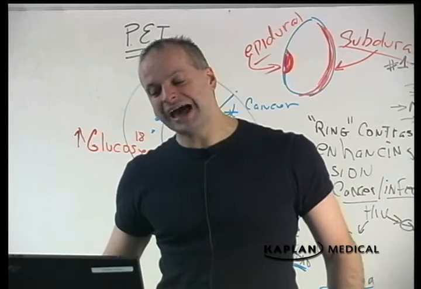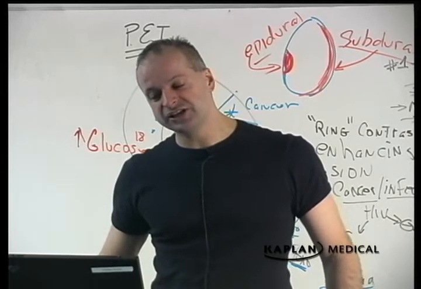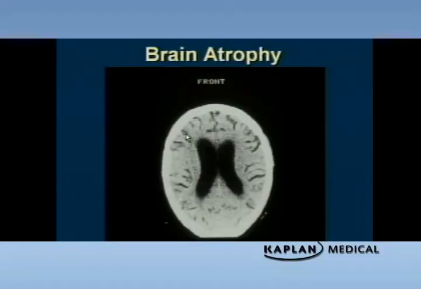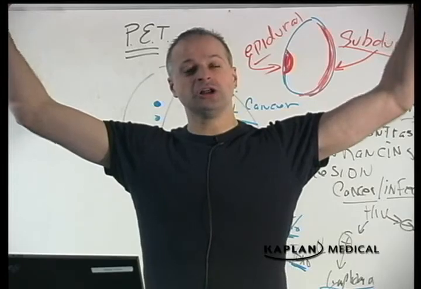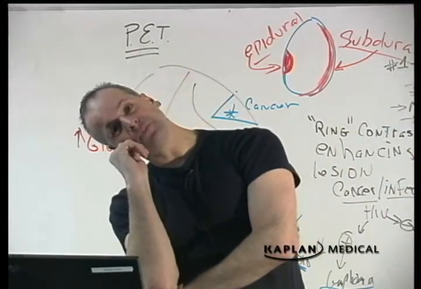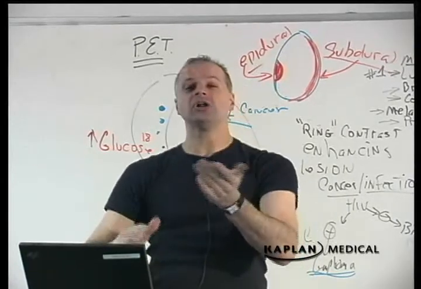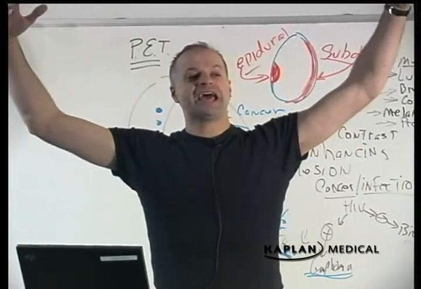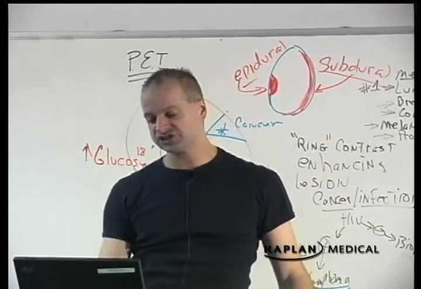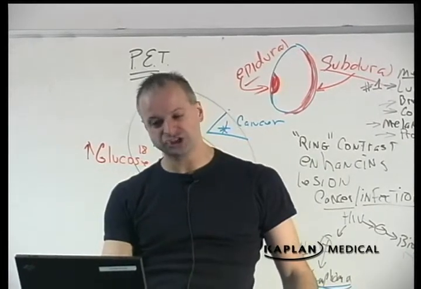Diffuse symmetrical atrophy, where the sulci become enlarged, which is the space in between the gyri. And the ventricles become enlarged as the brain shrinks, because the body doesn't want the brain flopping around, hitting the skull, so it floats out to fill the calvarium, the inner portion of the skull. Diffuse symmetrical atrophy.